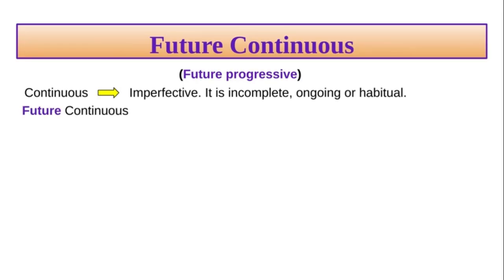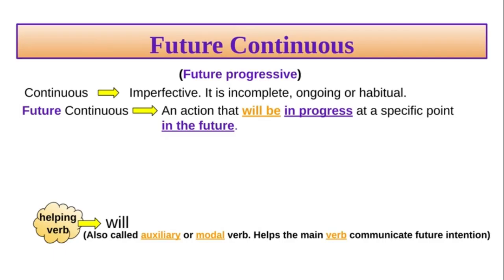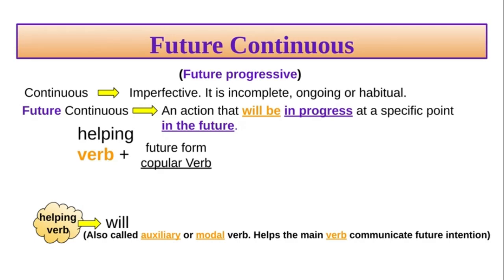The future continuous, keyword future, these are actions that will be in progress at a specific point in the future. We're going to need a helping verb. The helping verb will. It's going to help us to conjugate future intentions. Okay? Let's build our formula for future continuous using our helping verb. We're going to combine our helping verb, a future form copular to be verb, the base form of the regular verb with a present participle.